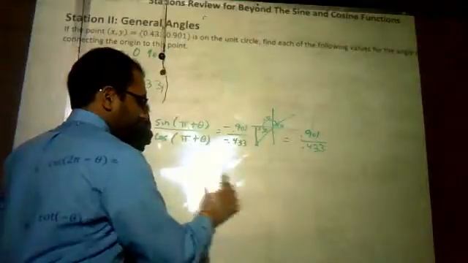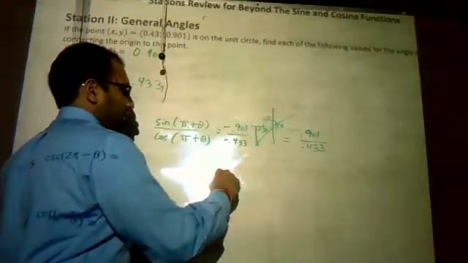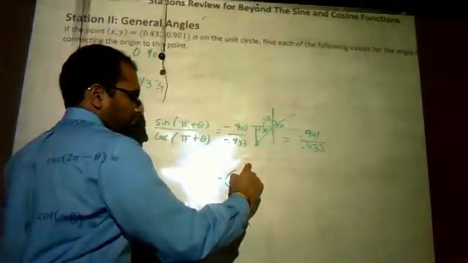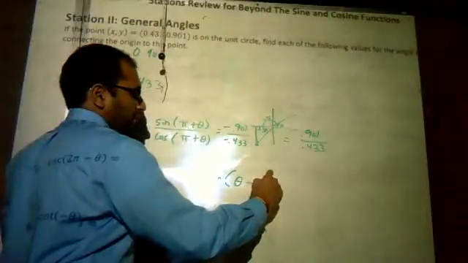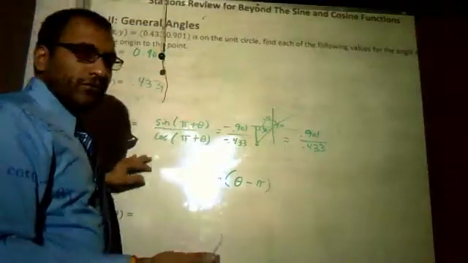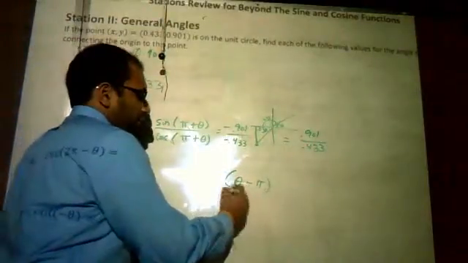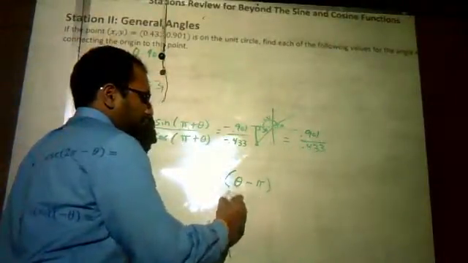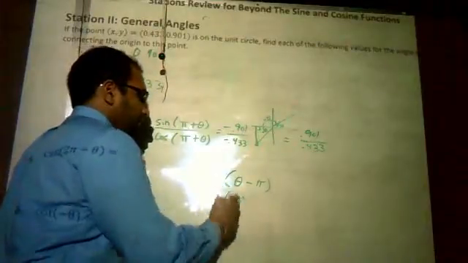So let's just say I said find the sine of theta minus pi, right? First thing you have to do is say, okay, well, what quadrant am I going to be in? Well, if I say theta is an angle, let's just say in the first quadrant, it has to be in the first quadrant.